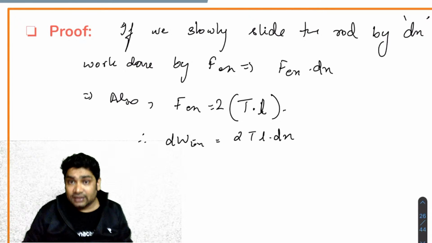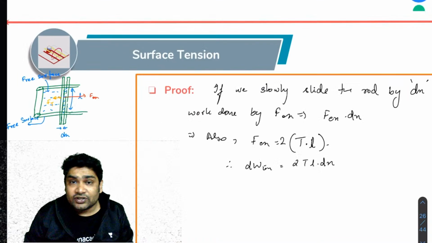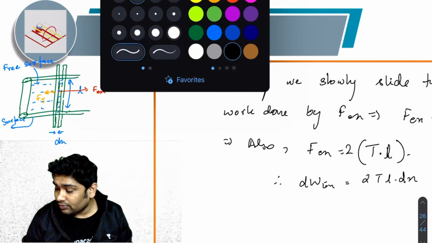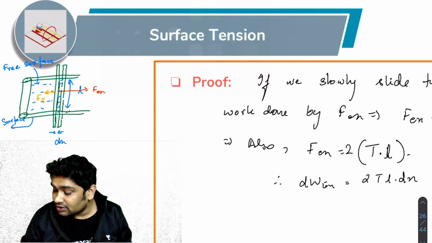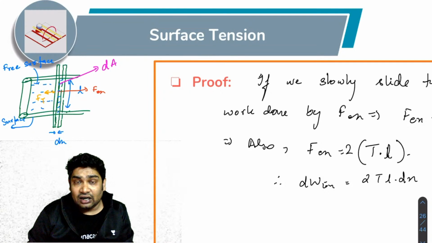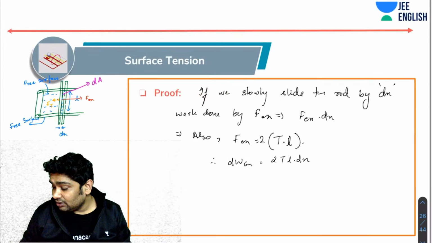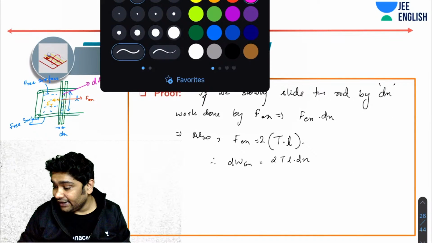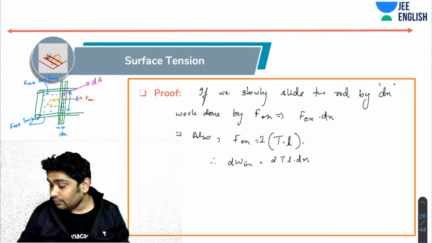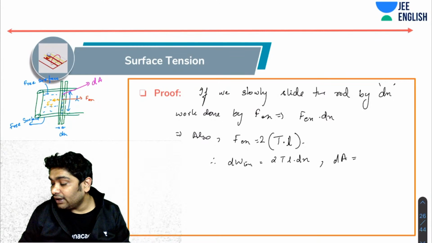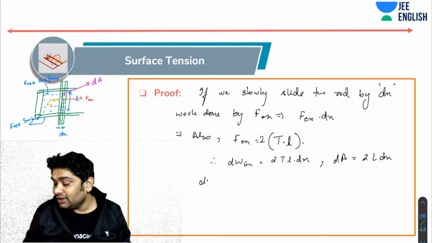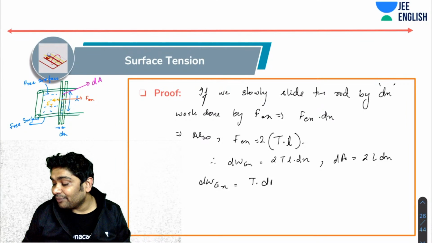Now you realize this caused an additional surface to get created. The additional surface area that got created is the area in between. Let's call this dA. By moving the slider by dx, I have increased the surface area of the liquid by L dx on the upper side and L dx on the lower side. So dA equals 2L dx. So what I can say is dW external is equal to T into dA.